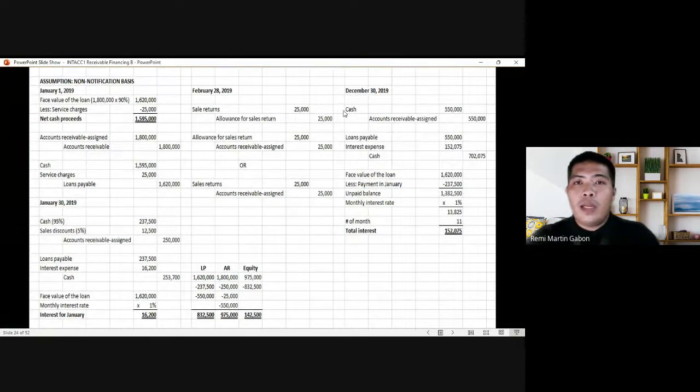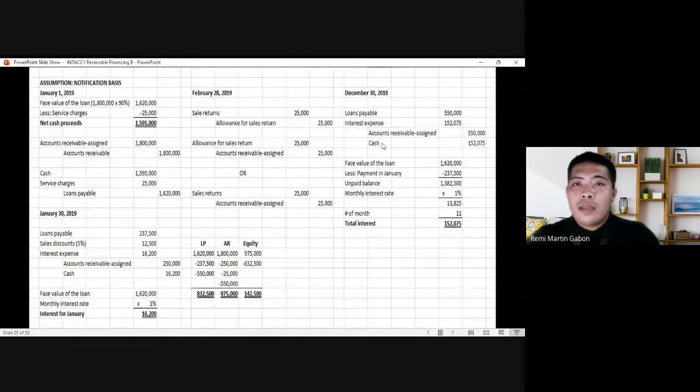Okay, we eliminate the debit to cash because we did not receive cash. Still retain the credit on accounts receivable dash assigned. Then credit cash for the interest expense recognized. So debit loans payable for the entire amount of 550,000, debit interest expense and credit accounts receivable dash assigned, and credit cash.